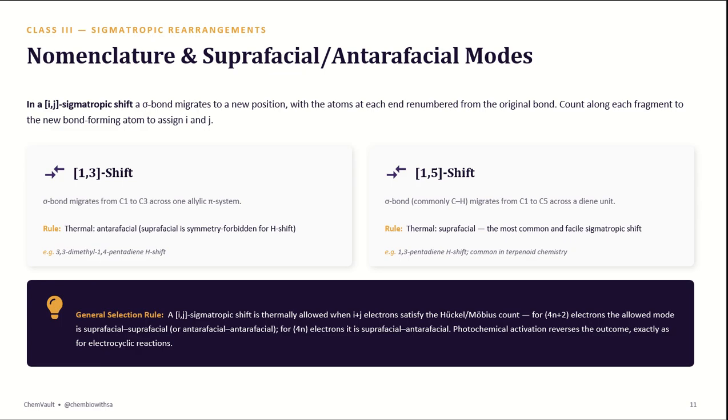And once again, there's a general rule tying it all together: for i plus j equal to 4n plus 2 electrons, thermal reactions go suprafacial, and for 4n electrons, they go antarafacial. Exactly the same Hückel-Möbius logic as before, and exactly reversed under photochemical conditions.